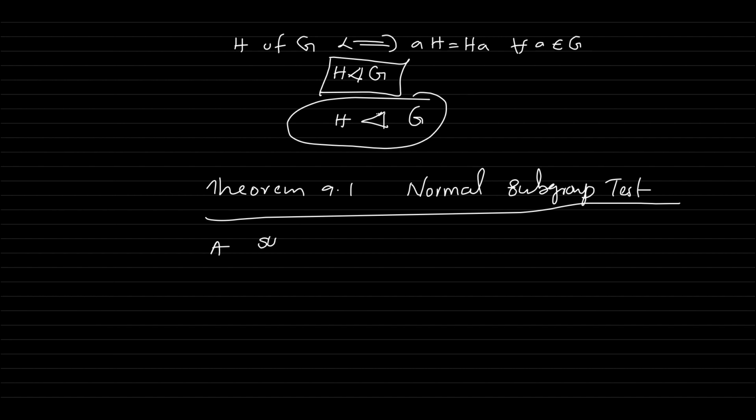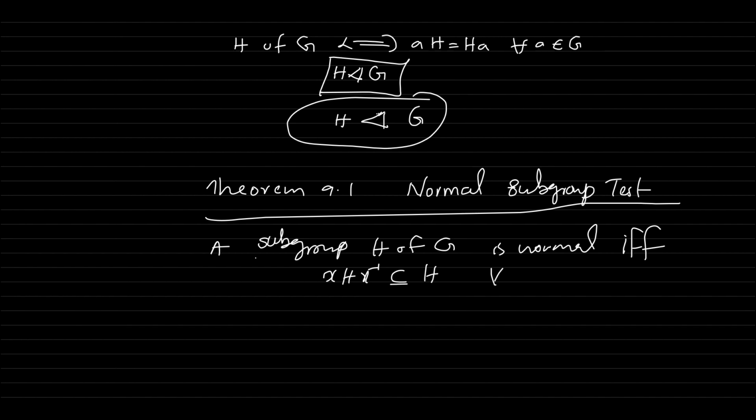a subgroup H of G is normal if and only if xHx inverse is contained in H for all x in G. So if for some subgroup H of G, for any x in G, xHx inverse is contained in H, this implies that H is a normal subgroup of G, and if H is a normal subgroup of G, then that subgroup H satisfies this condition for all x in G.